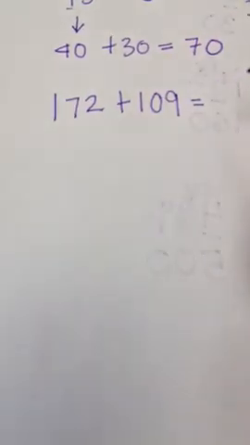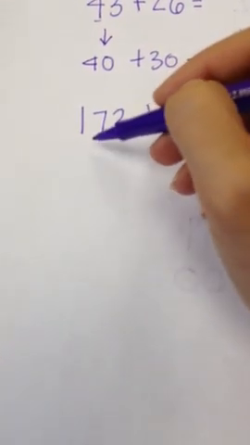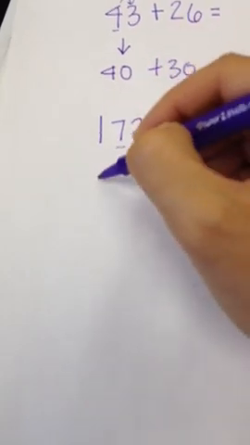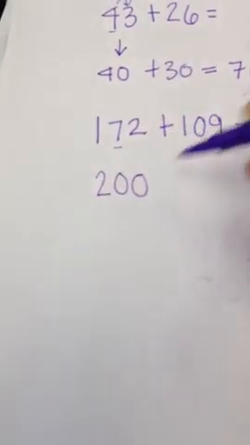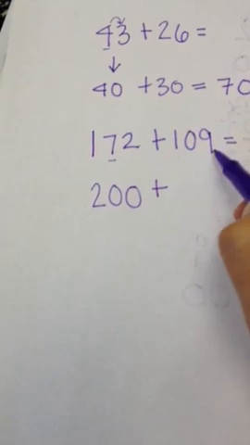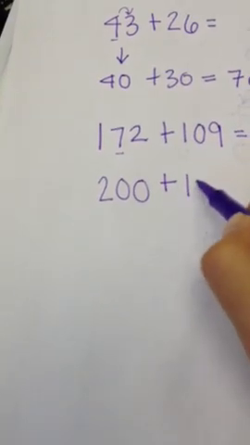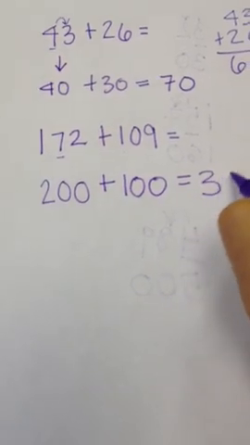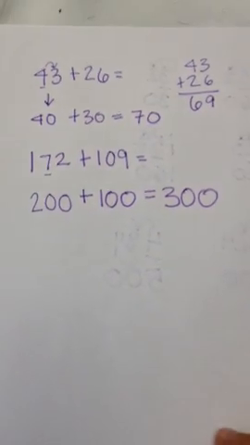So let's round to the nearest 100 first. 172, is that closer to 100 or 200? Well, we check the neighbor. This boosts this up to a 2. 172 is closer to 200. 109, check the neighbor. 109 is closer to 100 than 200. So our ballpark estimate would be 300.